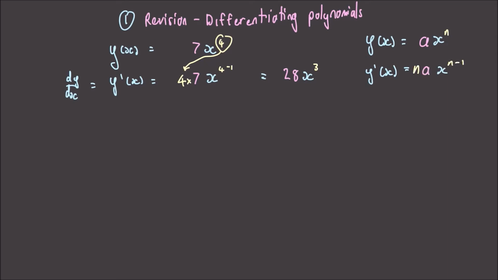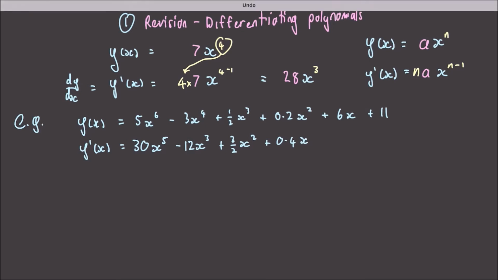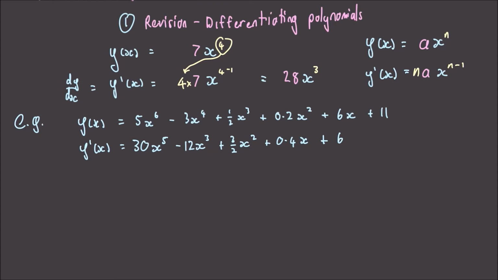Let's try another example. Y is equal to this, different parts. You can do all these parts separately as well. Alright, so y dash, the derivative, will therefore be equal to 6 times 5, which is 30, x, power drops by 1, 4 times 3 is 12, power drops by 1, 3 times a half is 3 over 2, power drops by 1, and so on. We don't need to write this power of 1. X to the power of 0, we don't need to write that either. We can just leave that as 6, and a constant, a number like 11, will just disappear.